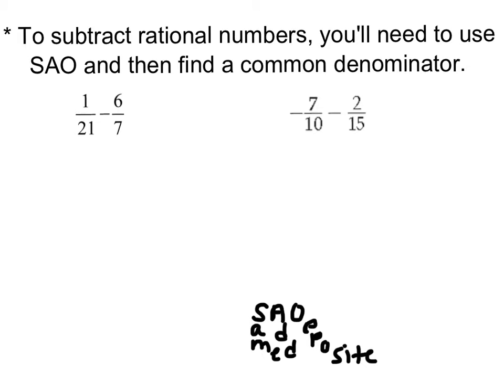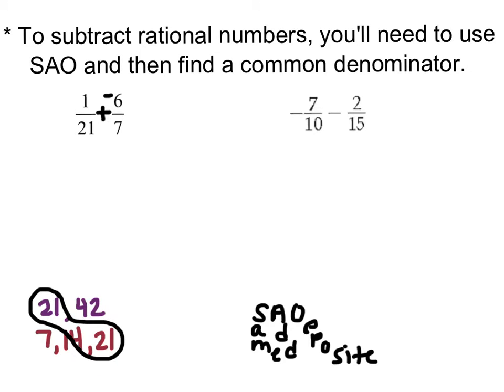So let's do that first on the first problem. We have 1 over 21 minus 6/7. So we're going to use SAO here and change it to plus negative 6/7. Once we use SAO, now we're going to go through the same process we did on the last screen. So we're going to check our denominators and find a multiple that they both go into. So if I think of 21, 42, and then I count by 7s, 21, they both have in common, and so that's going to be what I use for my common denominator.